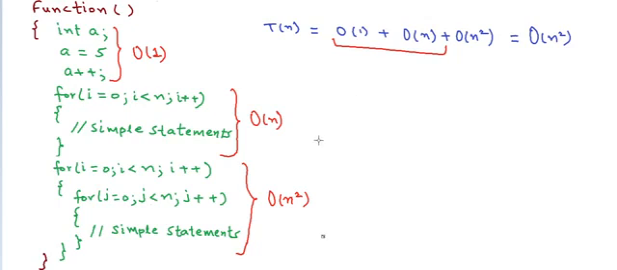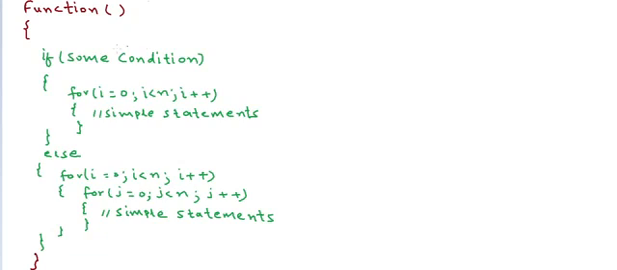Now let's say we have a function like this, where we have some conditional statements. So the program is like, if some condition is true, then we have a single loop which will have a time complexity big O of n, and if this condition is not true, we have a nested double loop which will have a complexity big O of n square. Now if control of the program goes to this particular part, it will execute with a complexity big O of n. But if the control goes to the else part, it will execute with a time complexity of big O of n square.